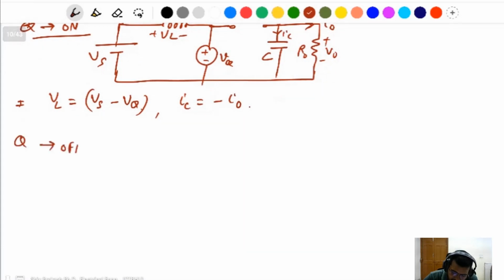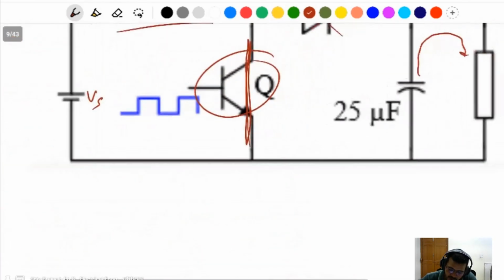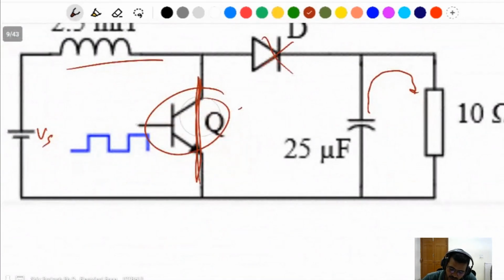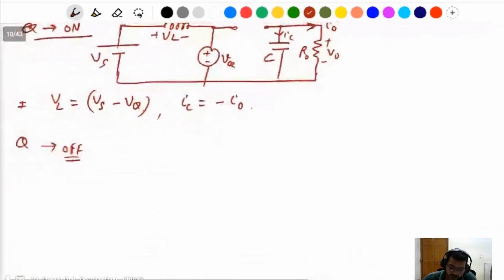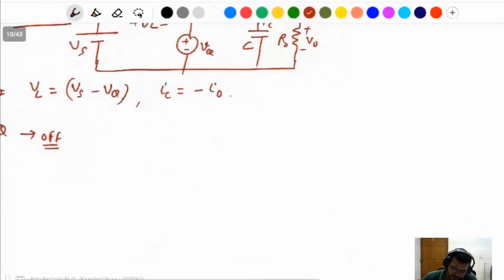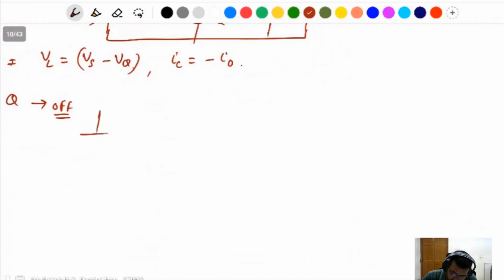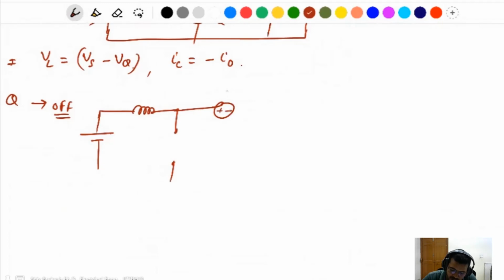Now for the off condition. When the switch is off, no more current flows through it. The diode will be forward biased, but it will not be a short circuit. It will be a 0.7 volt source, given as the forward voltage drop of the diode. Then this circuit looks like an open circuit, with plus minus 0.7 volt, which I have written as VD.